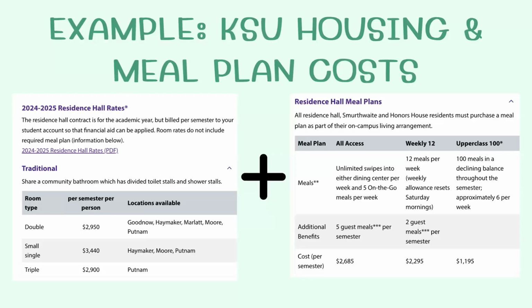This slide shows an example cost projection of room and board at Kansas State University. Remember, if you live on campus, you will most likely be required to purchase a meal plan. So if you choose the double traditional dorm option at KSU and the all-access meal plan, your semester cost would be $5,635 for room and board alone. Make sure to understand your housing options and requirements while researching universities so that you are not caught off guard by these additional costs.